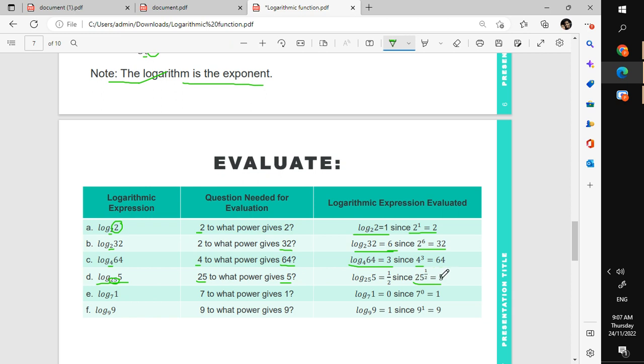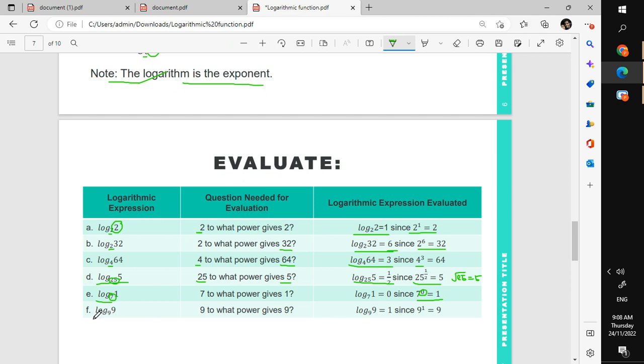If you are to convert 25 raised to 1 half into a radical form, that is just the square root of 25, and the square root of 25 is just equal to 5. Hence, the log of 5 to the base 25 is just equal to 1 half. Next, we have the log of 1 to the base 7. Our base is 7. Now, 7 to what power gives 1? That is 0, since 7 raised to 0 is just equal to 1. Hence, the log of 1 to the base 7 is just equal to 0.